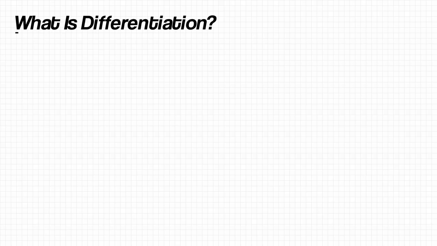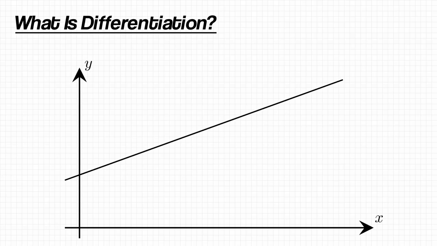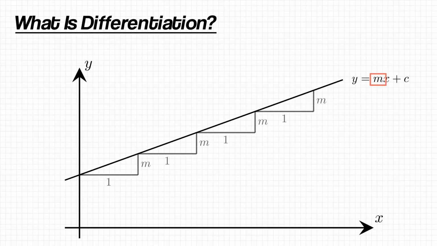Differentiation calculates the gradient of a curve. We first learn about the concept of gradient when studying straight lines. Straight lines have the property that their gradient is constant. In other words, for each unit we increment along x, y changes by the same amount.